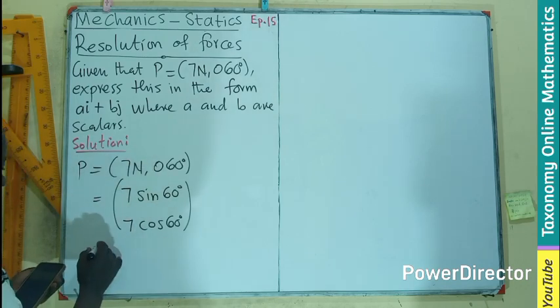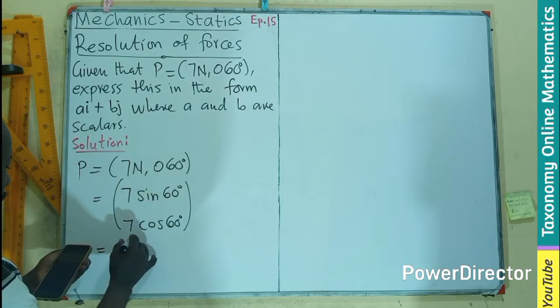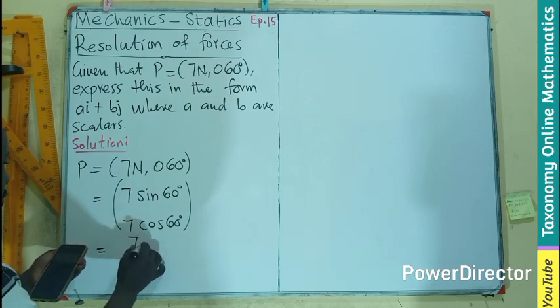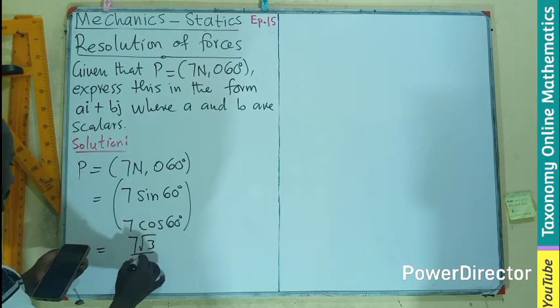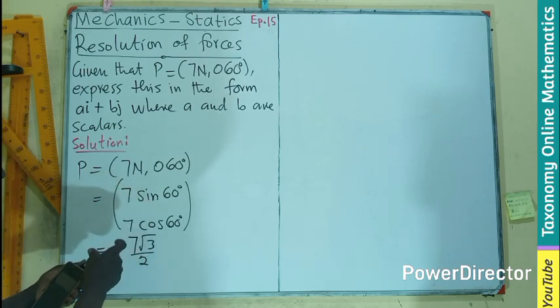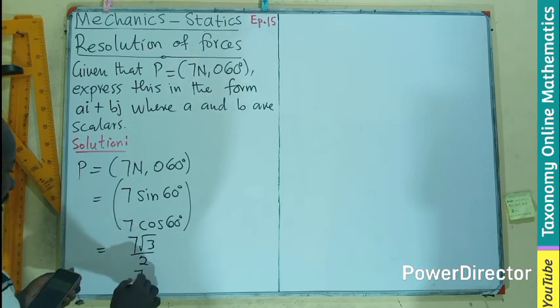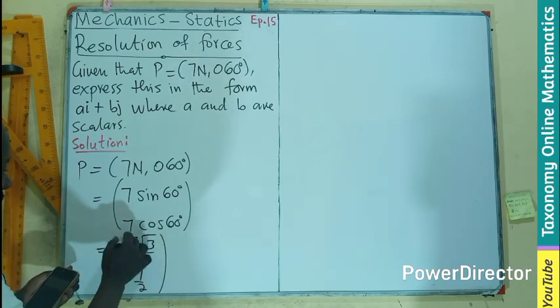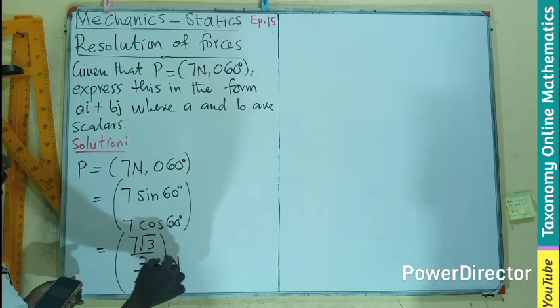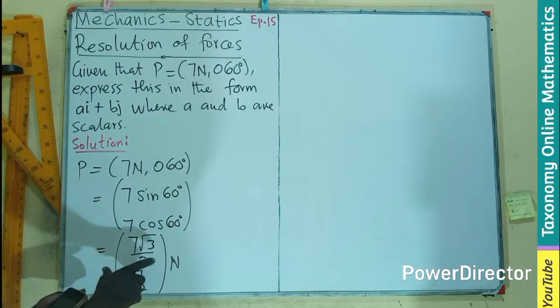Okay, so let's check the first, the x component. Can we make it in decimal form? It will be 7 root 3 divided by 2 for the x component. Then we check that of the y component and see that it will be 7 over 2. These are forces in the x and y component form, that is the vector component form.